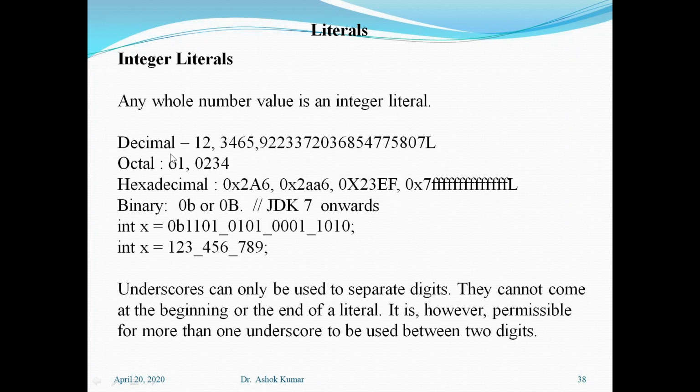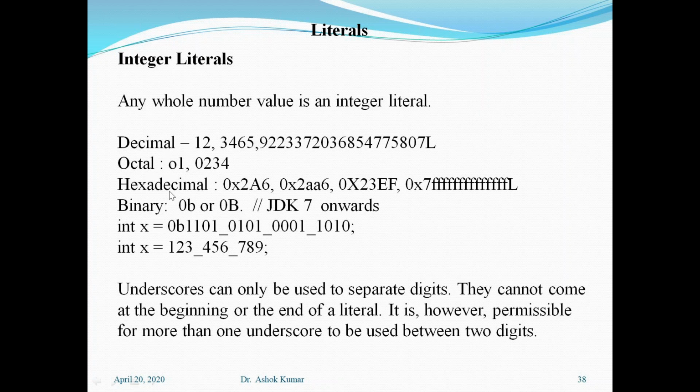Similarly, if you want to represent a long hexadecimal number, then you can attach the suffix L to it. If you want to represent a binary number, then you can use the prefix 0b with a small b, or 0 with a capital B. After that, you can write any number like 0b1001, and that will be treated as a binary number.